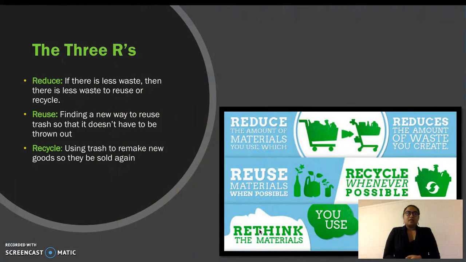There's a lot of things that are going on right now, but we do have solutions. I know you guys have probably heard of the 3 R's since elementary days, but they are the easiest way to prevent climate change.